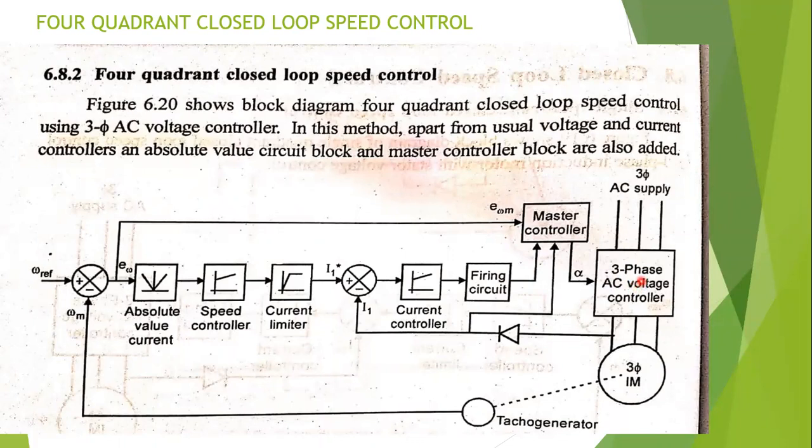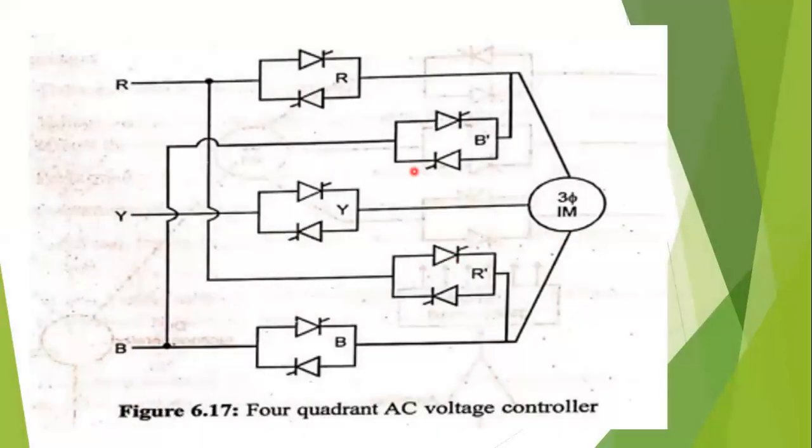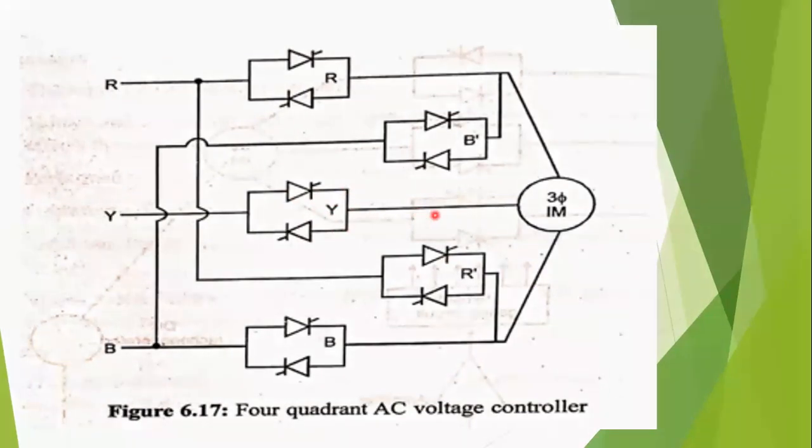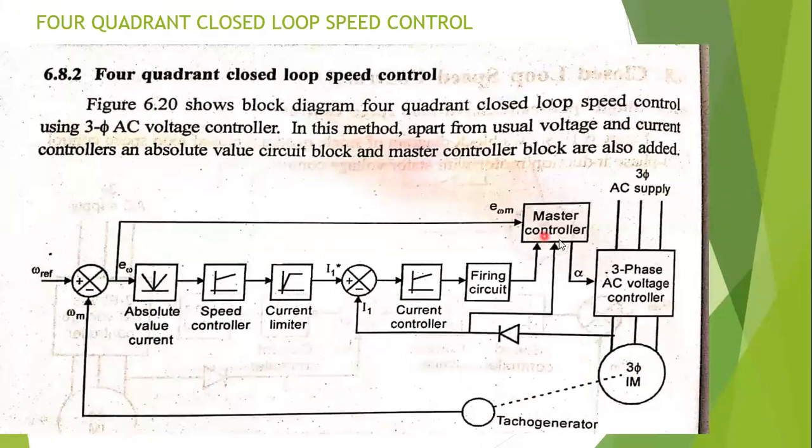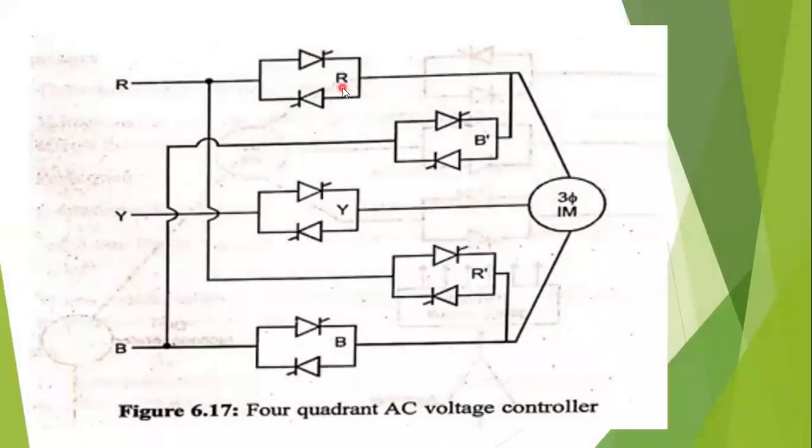Here, inside of this is the AC voltage controller. Inside this three-phase full wave AC voltage controller is this circuit, which gives the firing pulses to the thyristors, to the RYB. So the R pair of thyristors, Y pair of thyristors, and B pair of thyristors are connected.